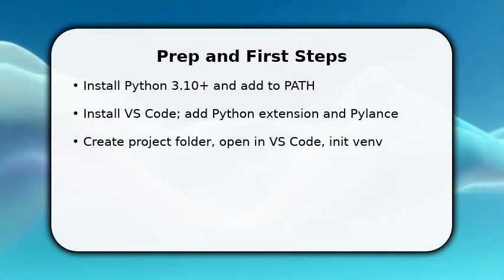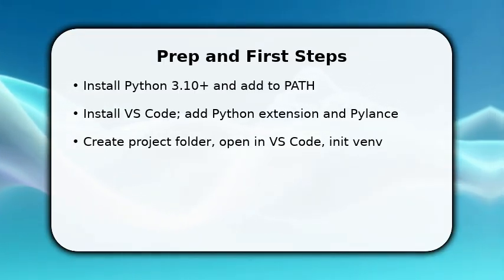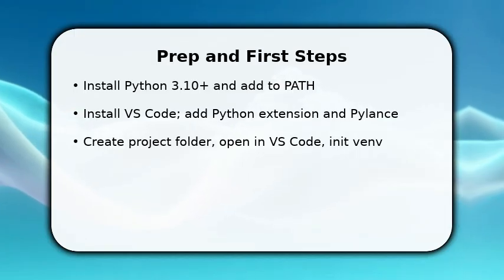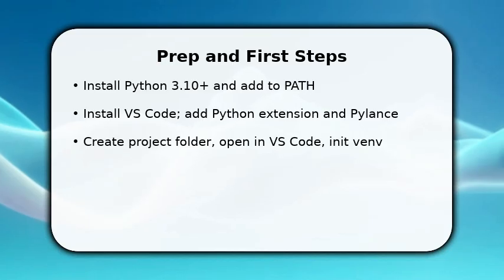You start by confirming Python and VS Code are installed. Add Python to PATH if needed. Once done, install the Python extension and Pylance for IntelliSense. Next, create a project folder and open it in VS Code.